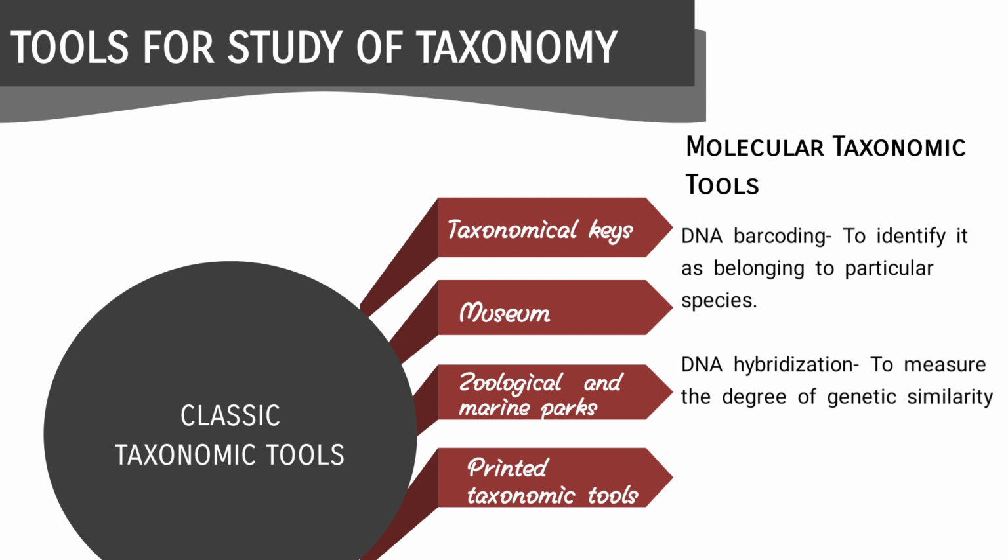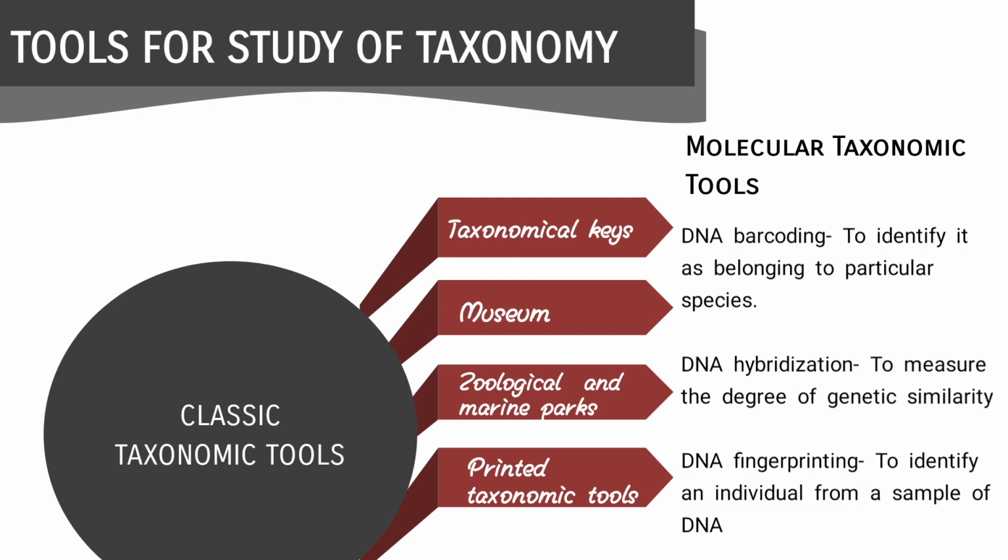So if two organisms are there, suppose take an example, there are two organisms. So you are going to measure how much similarities they have, right? So when you want to measure this genetic similarities, you have to go with this process, that is the DNA hybridization, right?